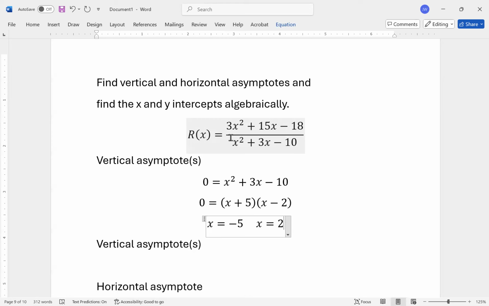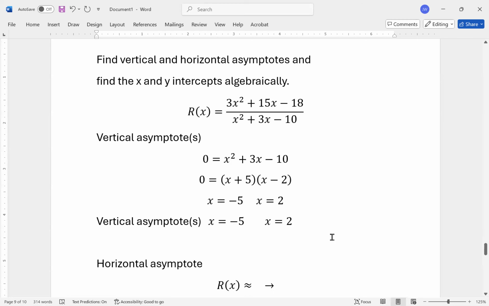In fact, you get -18. So -5 is safe. Also, when you plug in 2 into the numerator, you do not get 0. You get a positive number. So we're safe with x equals 2 as well. Therefore, this rational function is going to have two vertical asymptotes, one at x equals -5, and the other is x equals 2. So we have two vertical lines, which are vertical asymptotes.